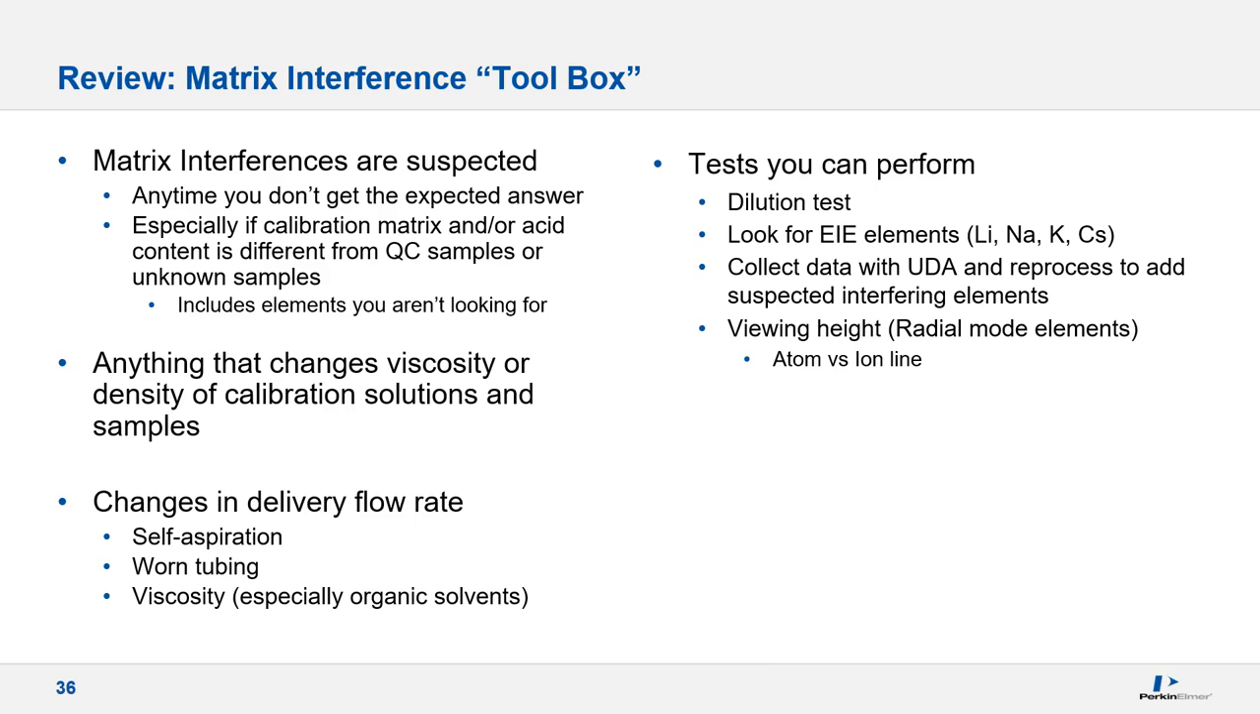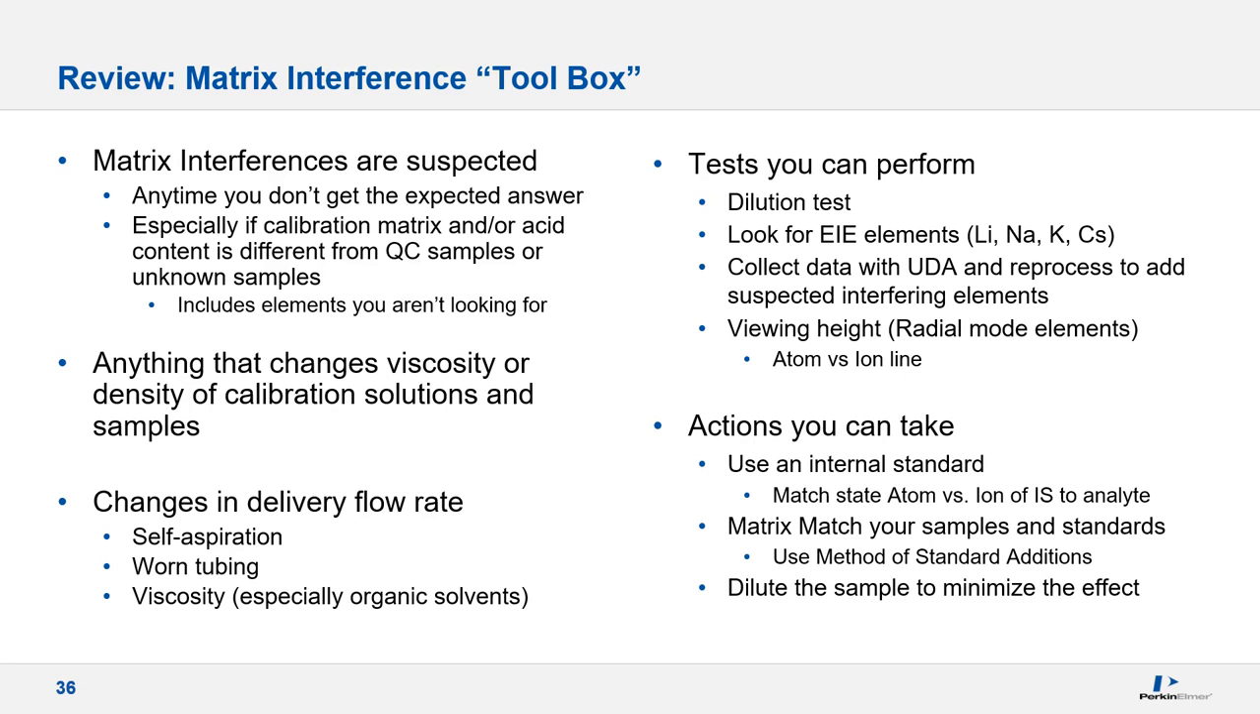Now let's review some of the tests you can perform to test for matrix interferences. First, you can do a simple dilution test. If you collected or can recollect the data using UDA, you can look for EIE elements that aren't in your method as an analyte. If your problem is with the radial mode elements versus axial mode elements, know whether you are using an atom line or an ion line and if the problem exists with one emission type or the other.